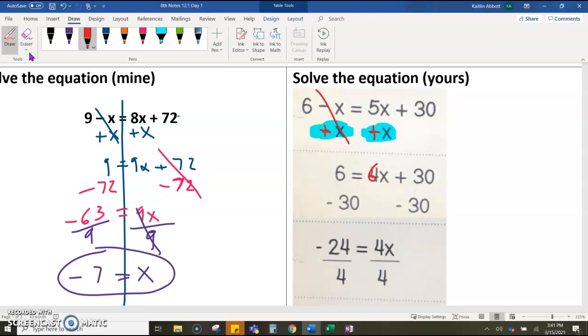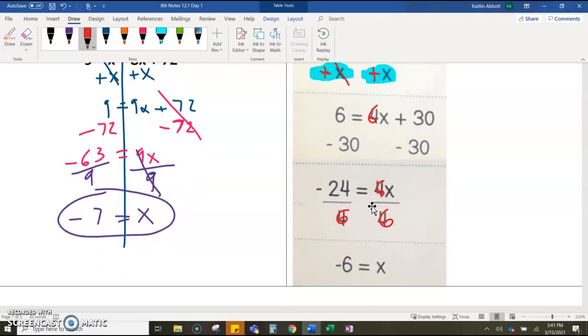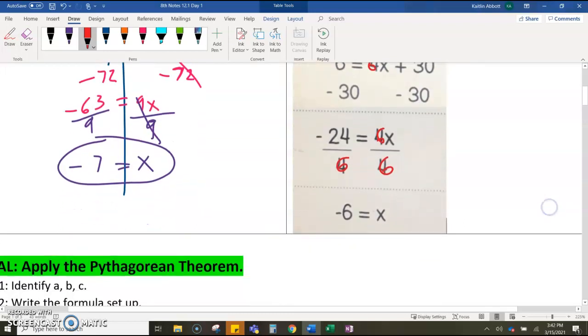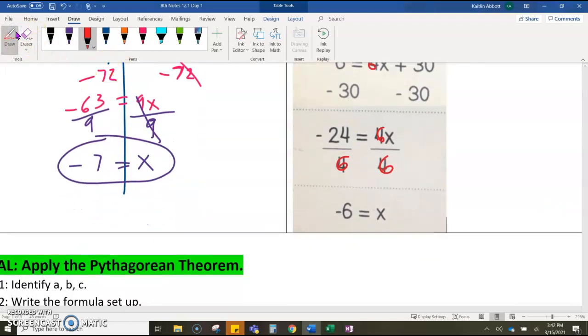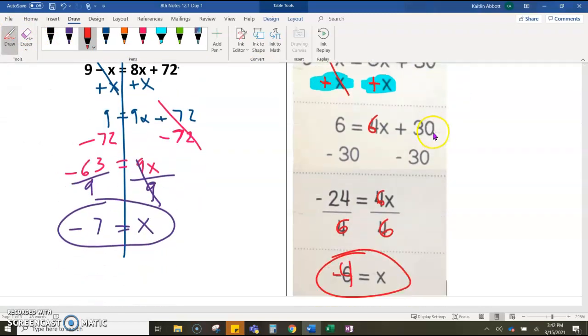Then they subtracted 30 from both sides. That's still fine. They still get negative 24. Instead of dividing by 4, they should have divided by 6 everywhere. And negative 24 divided by 6 gets us 4. So the final answer is negative 4. Good job. Hopefully this is getting easier.